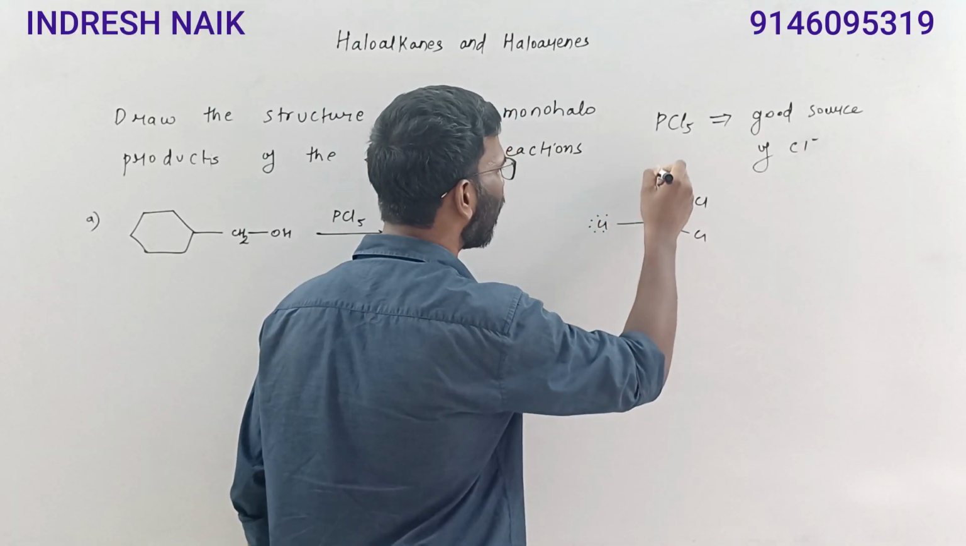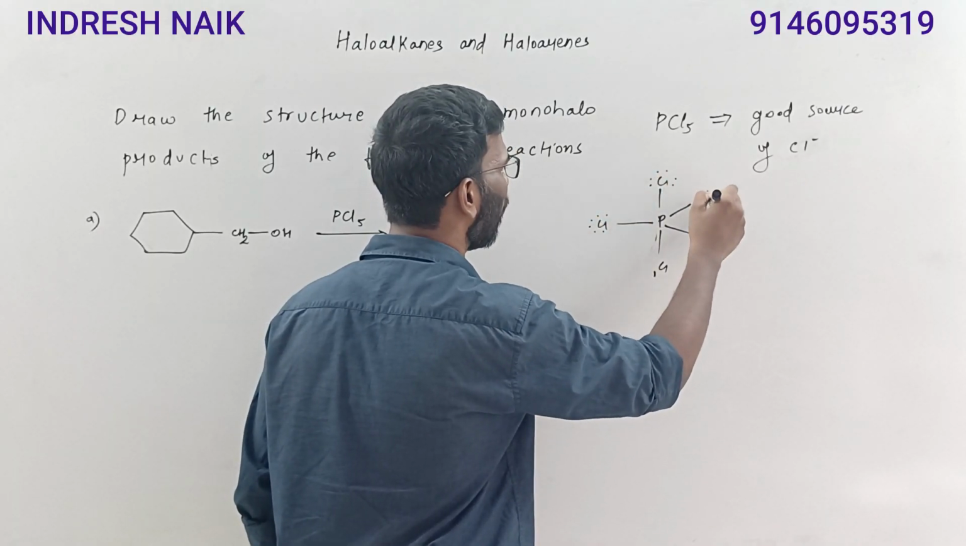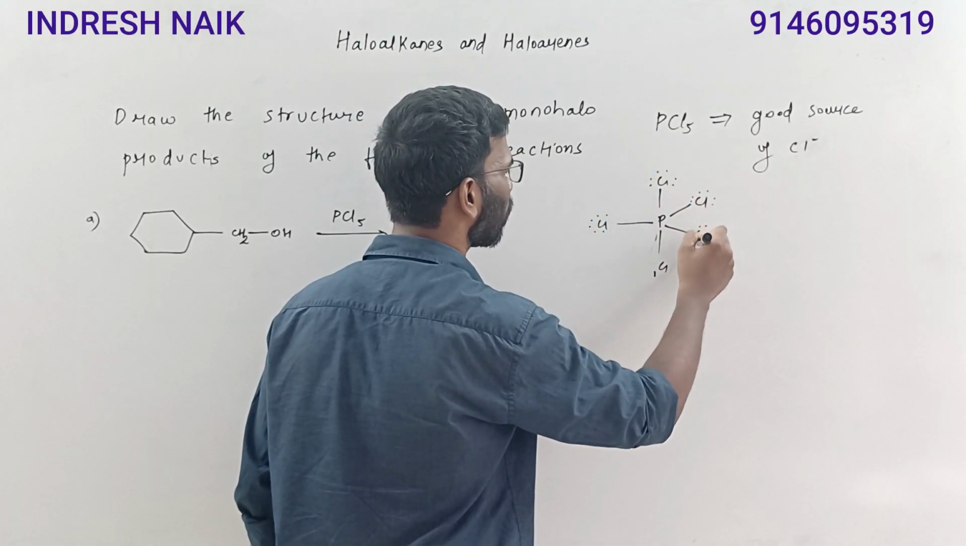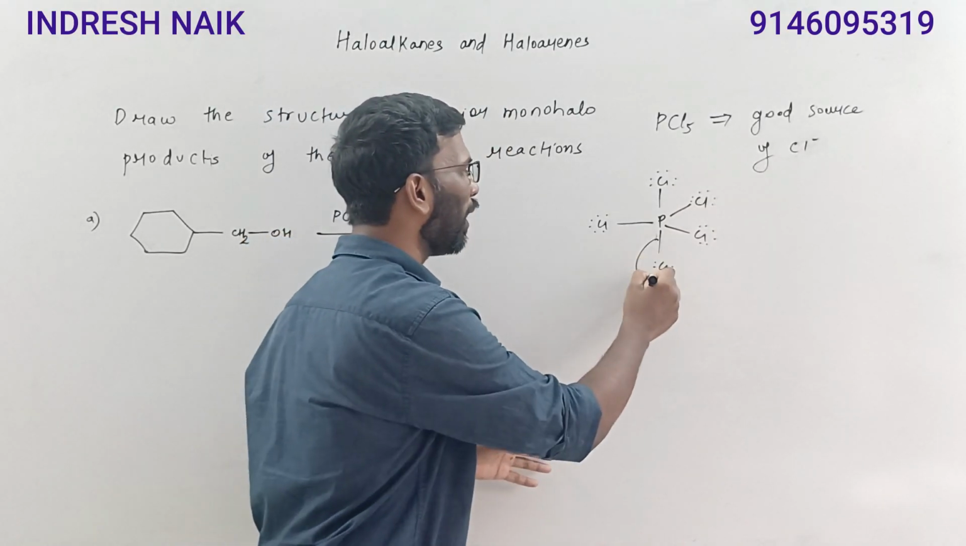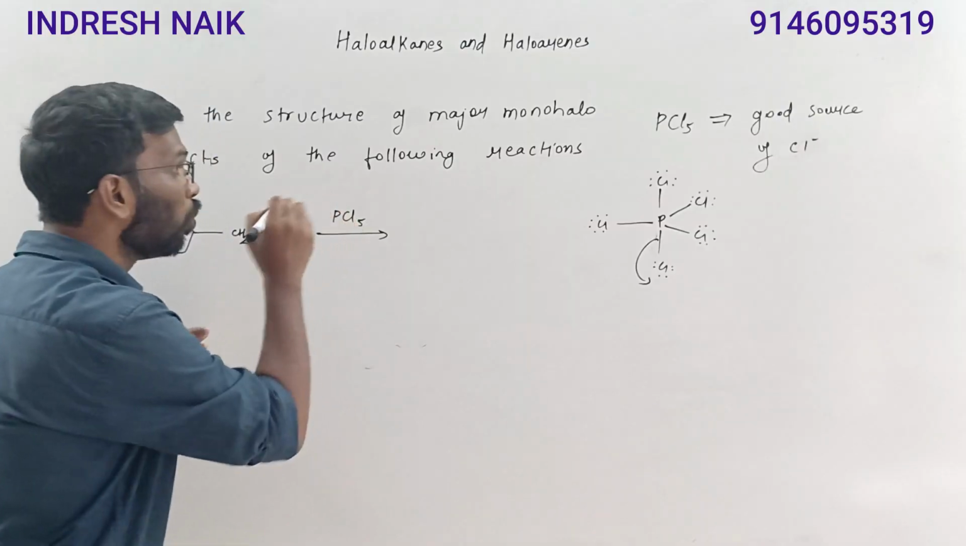On top of that, there are a lot of lone pairs over here. Three lone pairs on each of the chlorine, right? You can see this. So there is repulsion, so this can break away very easily. So this is a good source of Cl minus.